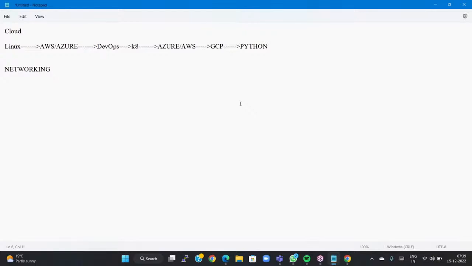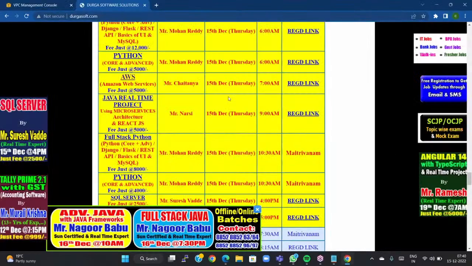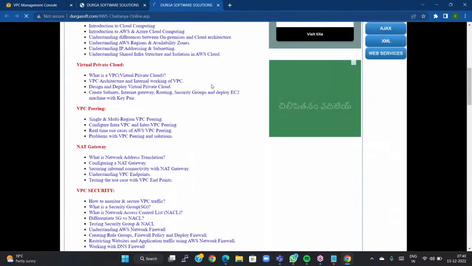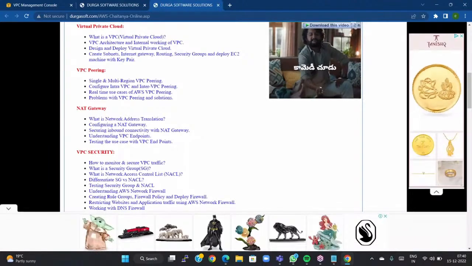Whoever is asking about the course content, it will be available on durgasoft.com. If you go to the durgasoft.com website, you can see the AWS course content. You can have the entire course content over here. You can go through this and try to get clarity about the course that you are going to learn. Okay. Any other questions, guys?